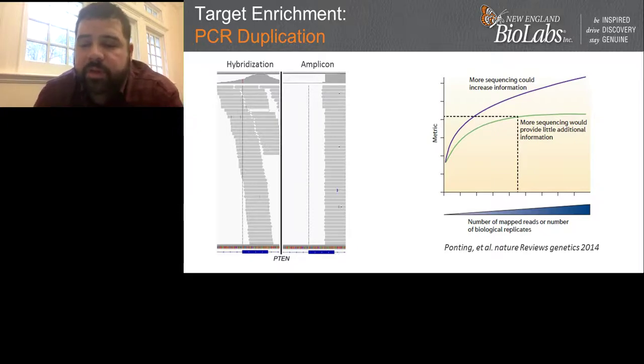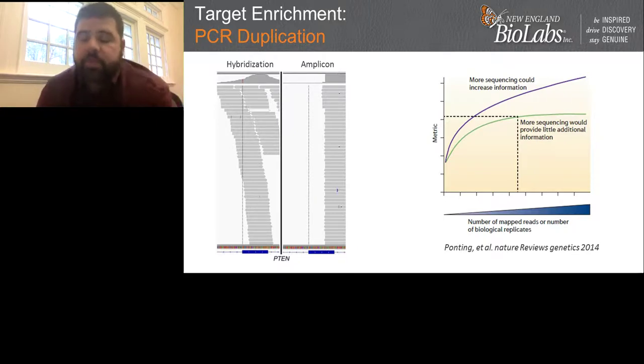In that purple figure, you can see that we can continue to add sequencing depth and actually find some new things. Whereas in that green line, you've exhausted the molecules that you have for next generation sequencing. So you can keep sequencing, but all you're going to be sequencing is PCR duplicates. You can continue to add depth, but you're not really adding anything.